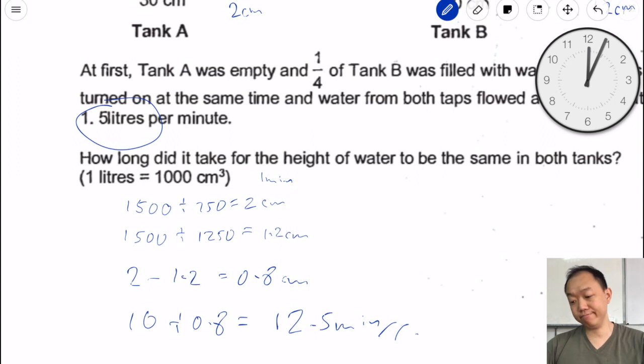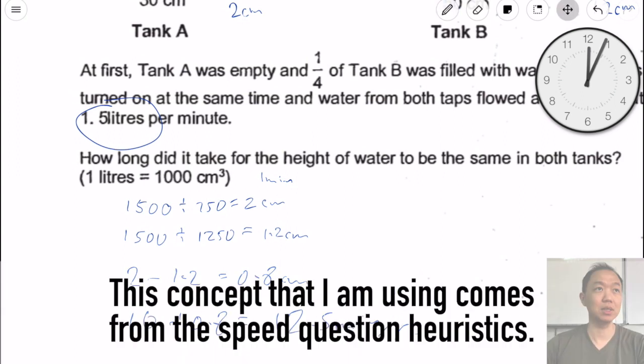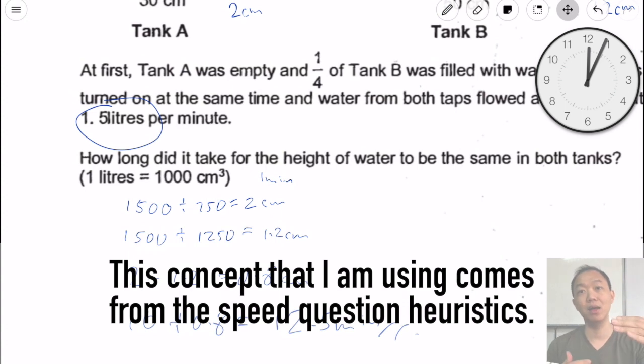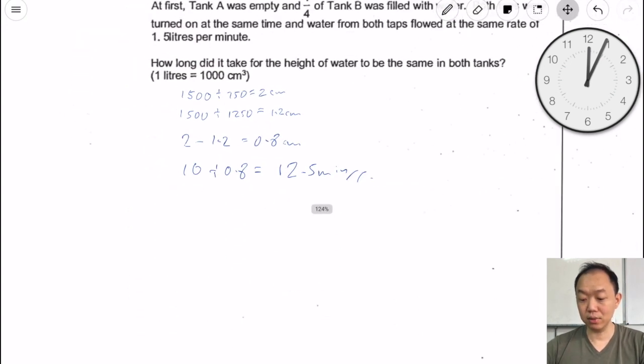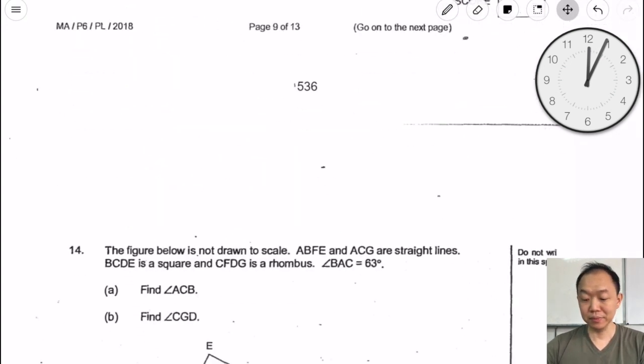That's the answer. Okay, we're going to check later. This concept that I'm using comes from the speed question, because it's a catching up question. So you find the difference. We call it the DST minus.